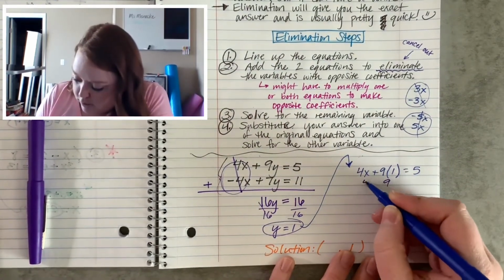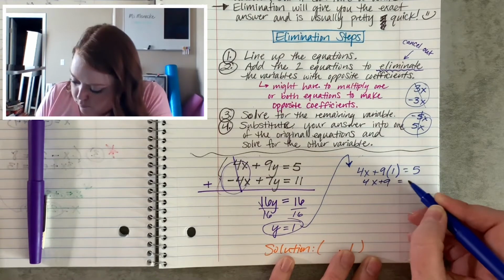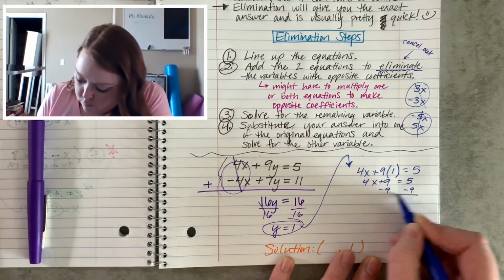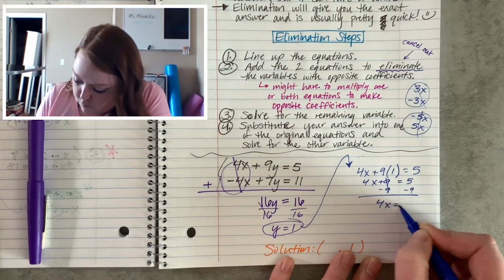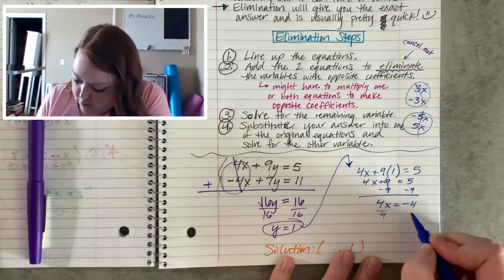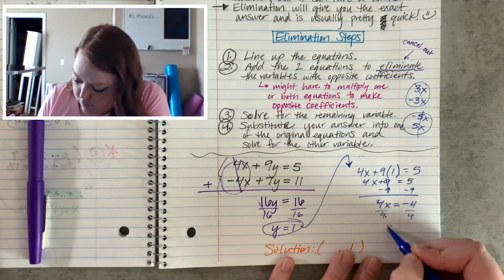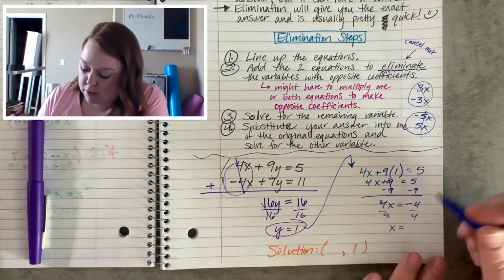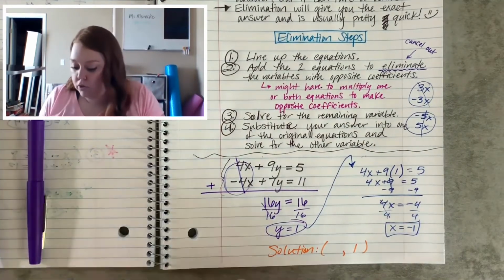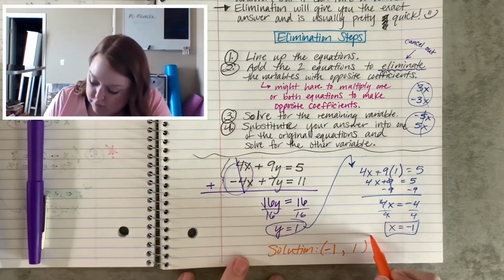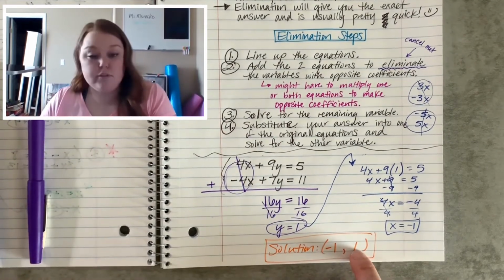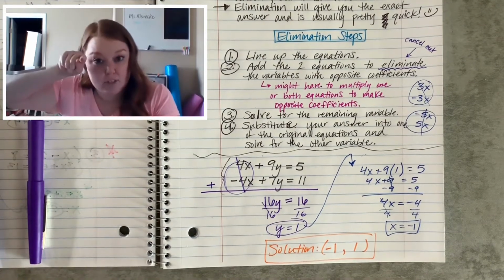9 times 1 is 9. Get rid of the 9. 5 minus 9 is negative 4. To get x by itself, I divide by positive 4. Negative 4 divided by positive 4. Negative 1. Final answer. Negative 1, comma, positive 1. Replay that if you need to.